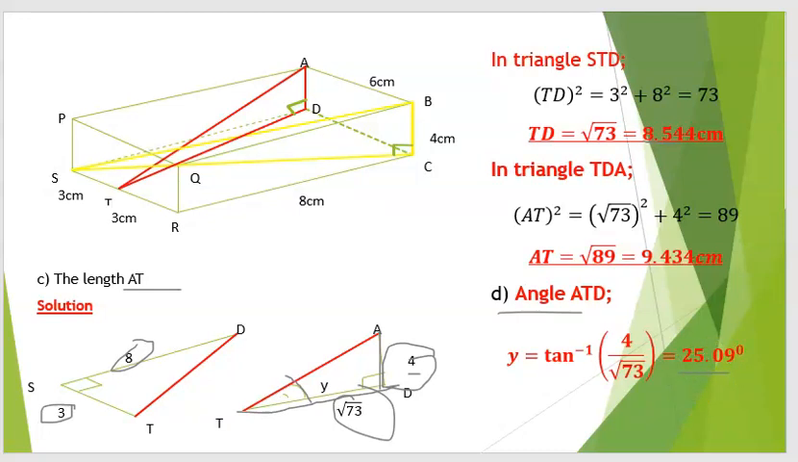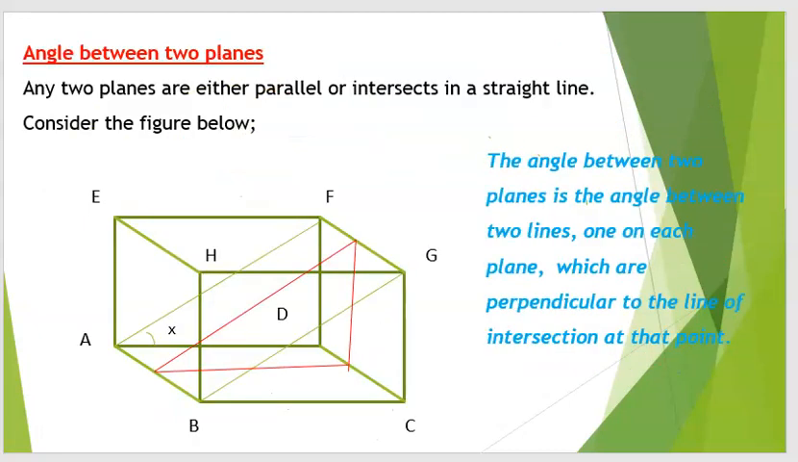Now we'll proceed on to the other aspect, which is the angle between two planes. And remember this: the angle between two planes is the angle between two lines, one on each plane, which are perpendicular to the line of intersection.